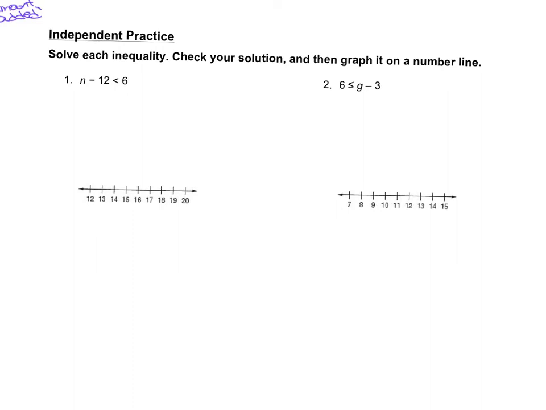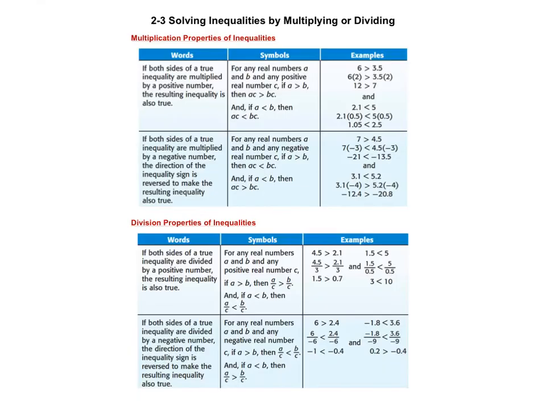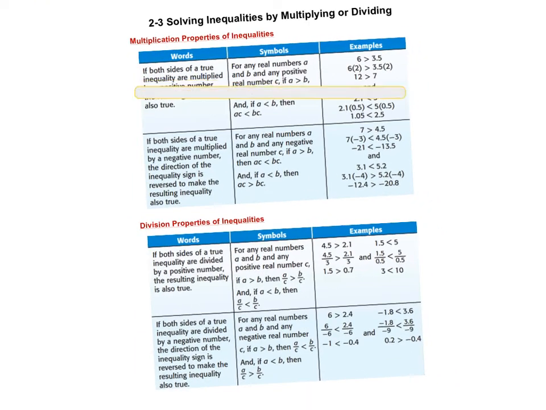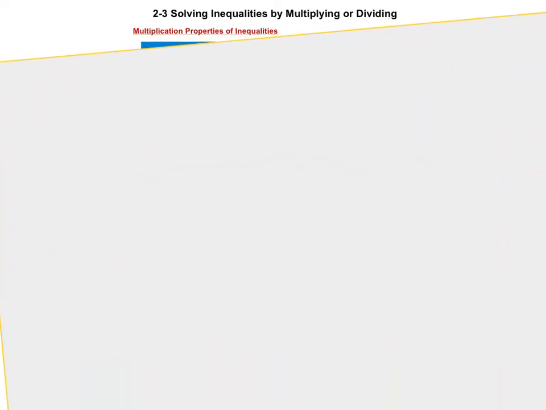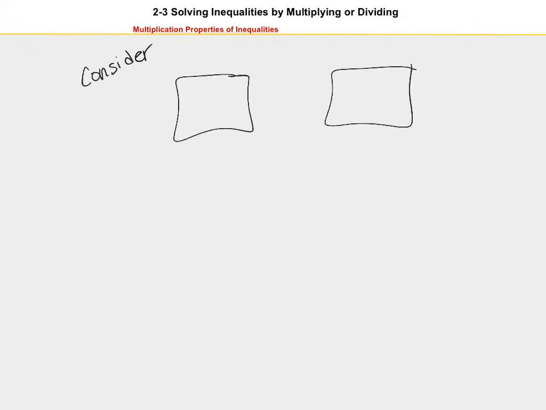We're going to jump into 2-3, which is multiplying or dividing. When you're multiplying or dividing, it's pretty much the same thing as you're solving equations, but there's one additional thing that you need to take into account. I want you to consider the idea of two numbers being compared. If I gave you the number 5 and I gave you the number -7, you can compare them by saying that 5 is actually greater than -7.